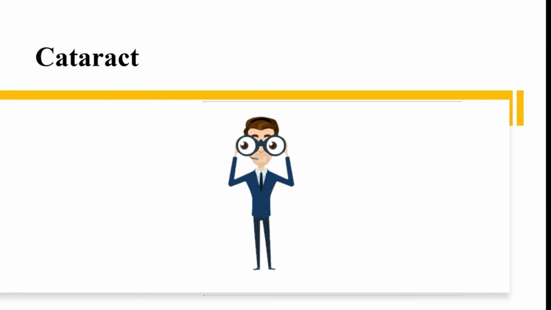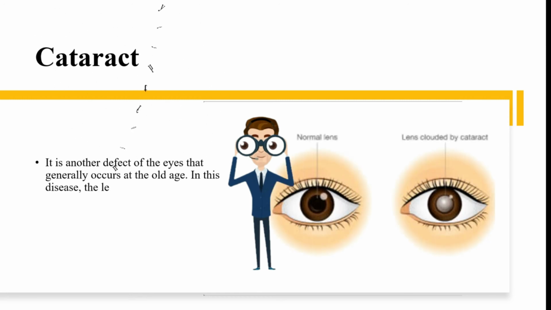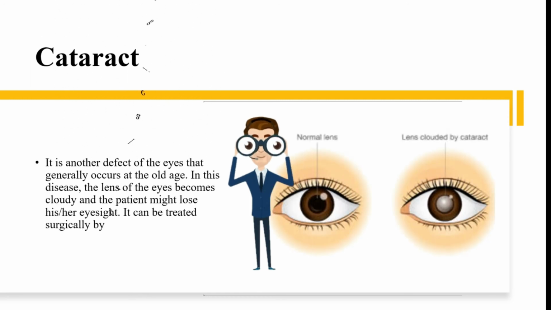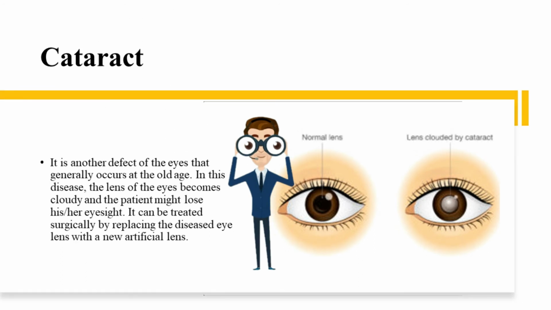Cataract. It is another defect of the eyes that generally occurs at the old age. In this disease, the lens of the eyes becomes cloudy and the patient might lose his or her eyesight. It can be treated surgically by replacing the diseased eye lens with a new artificial lens.